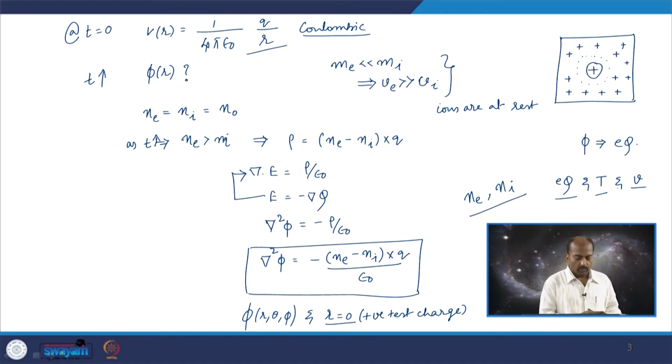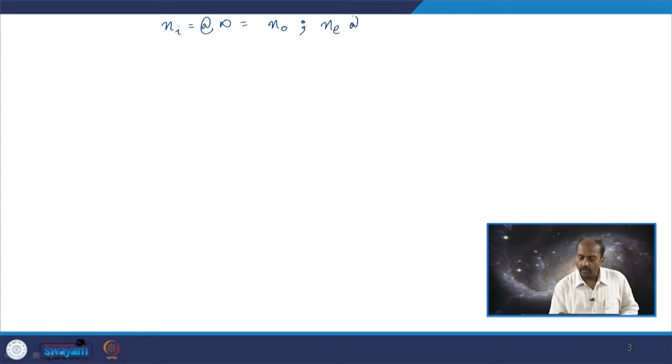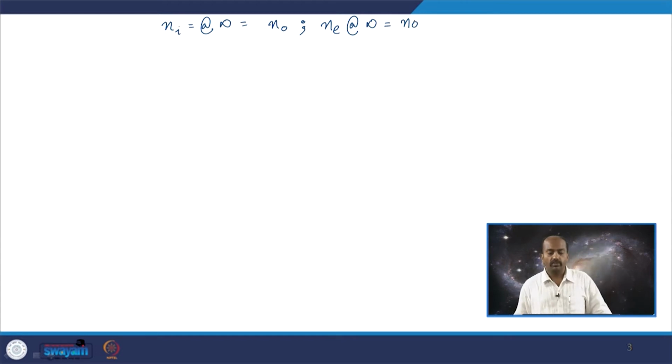Now, let us say, to simplify, that Ni at infinity, that is, away from the vicinity of the test charge, is n naught, and Ne at infinity is equal to n naught. So, not in the vicinity of the test charge, it is natural to expect that these concentrations will be equal. It is only in the vicinity of this test charge that things are not equal, right.